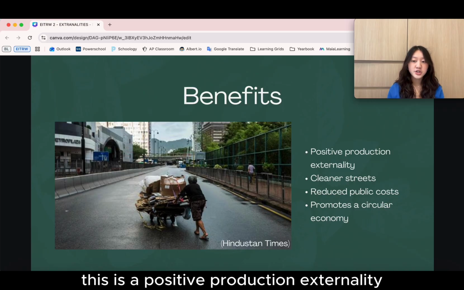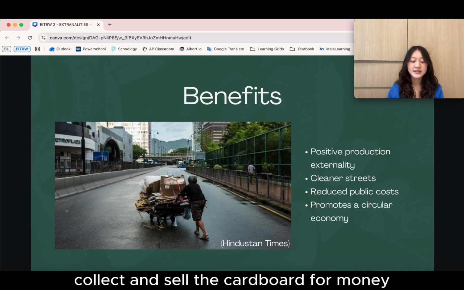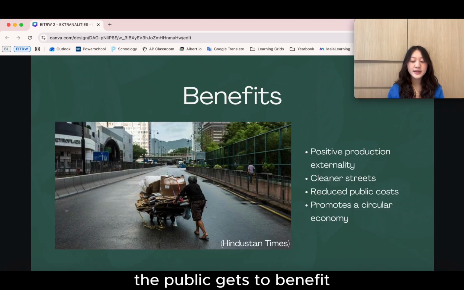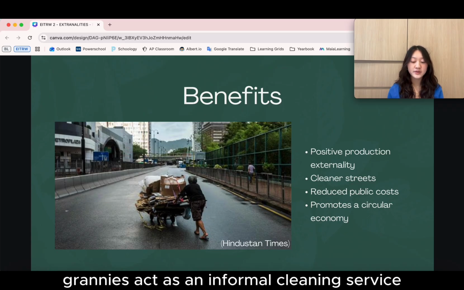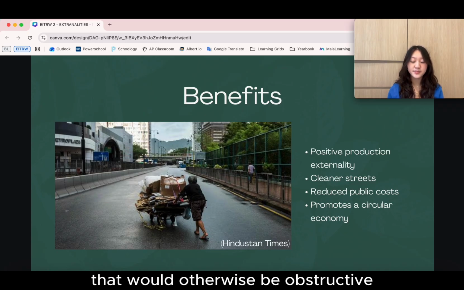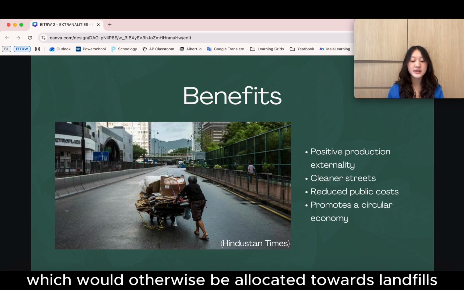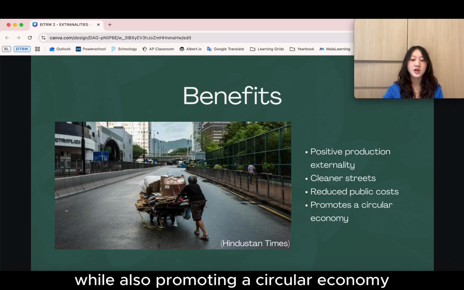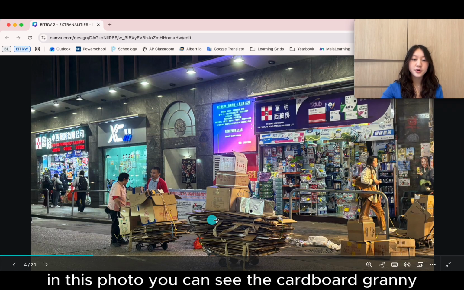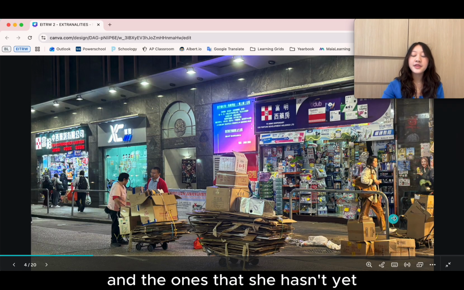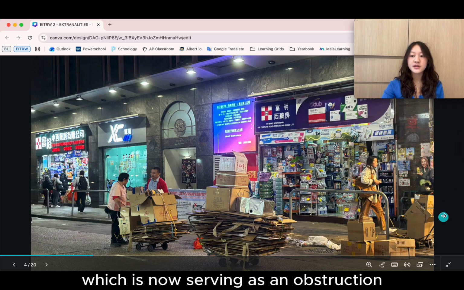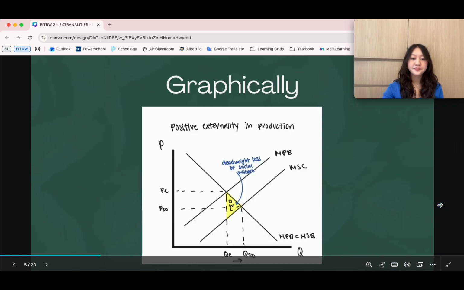This is a positive production externality because while the cardboard grannies collect and sell the cardboard for money, the public gets to benefit as the streets will be cleaner because the cardboard grannies act as an informal cleaning service that removes bulky waste that would otherwise be obstructive. This also reduces public cost and saves government money which would otherwise be allocated towards landfills, while also promoting a circular economy. In this photo, you can see the cardboard granny with the cardboard she's already collected, and the ones that she hasn't yet, which is now serving as an obstruction.